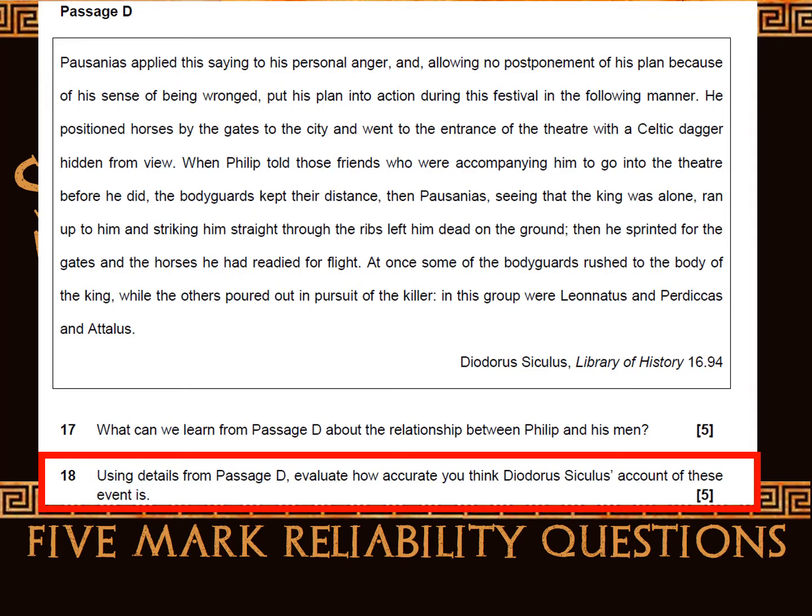So here's our example from the Alexander the Great paper. I've left the previous question on as well. Here's the extract. So again, the question here is using details from passage D, evaluate how accurate do you think Diodorus's account of this event is. So again, we're back to the source, but you're looking for some kind of key details that you can use to say he both is and is not necessarily the most reliable.